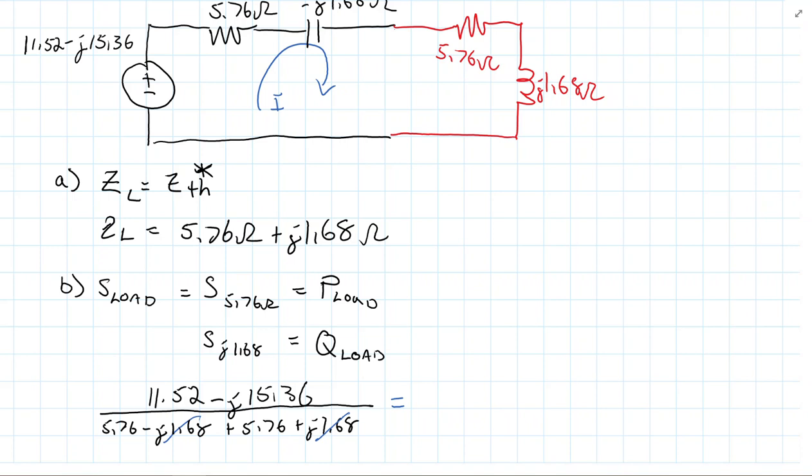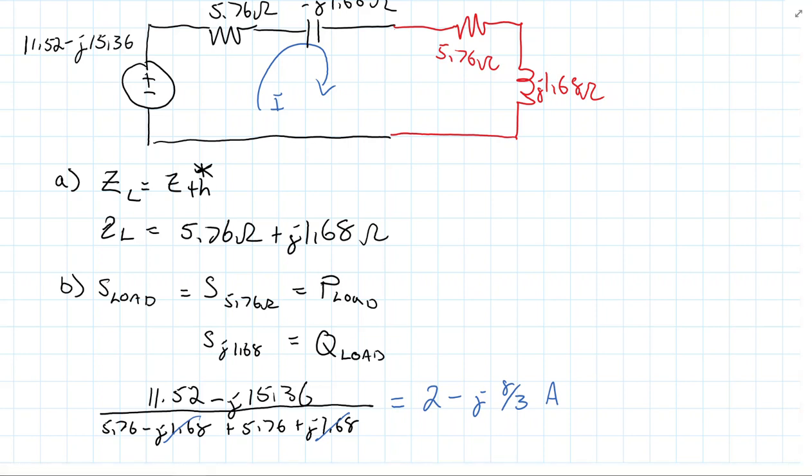except I didn't do it correctly because I didn't put my parentheses in. So let me redo that. We get, and I'll go ahead and write this as fractions here, because it works out to be a nice number, 2 minus j 8/3, and this would be amps.